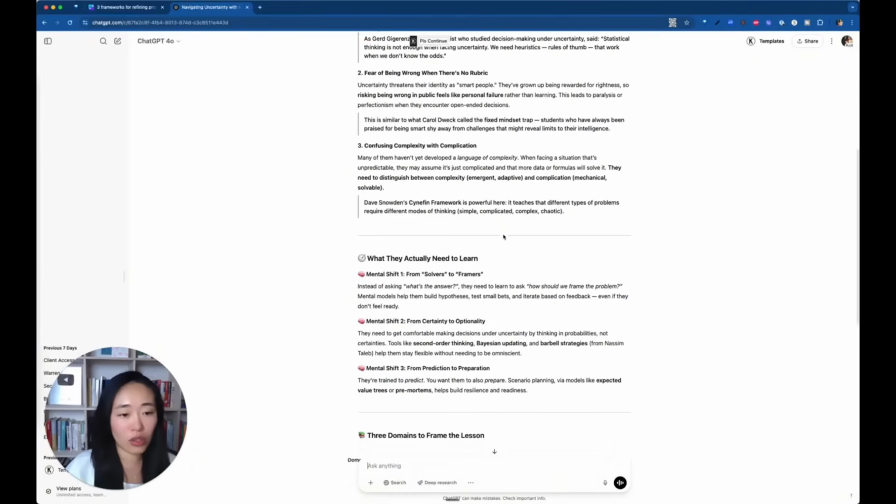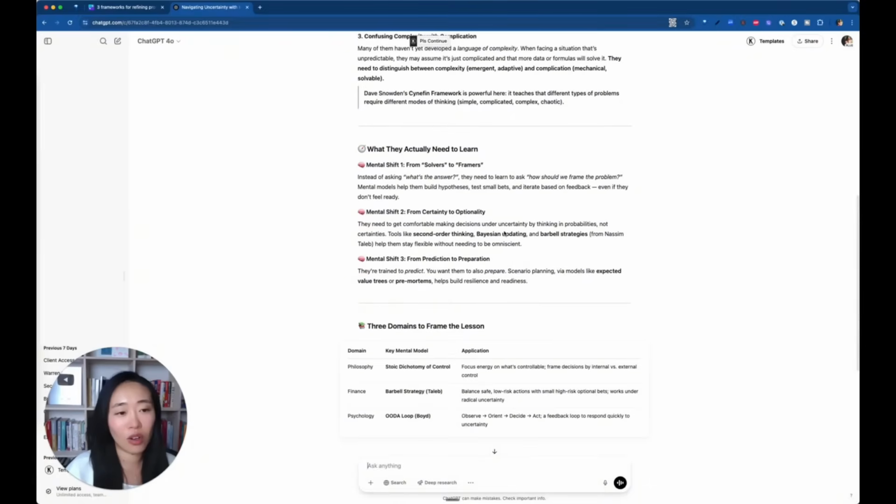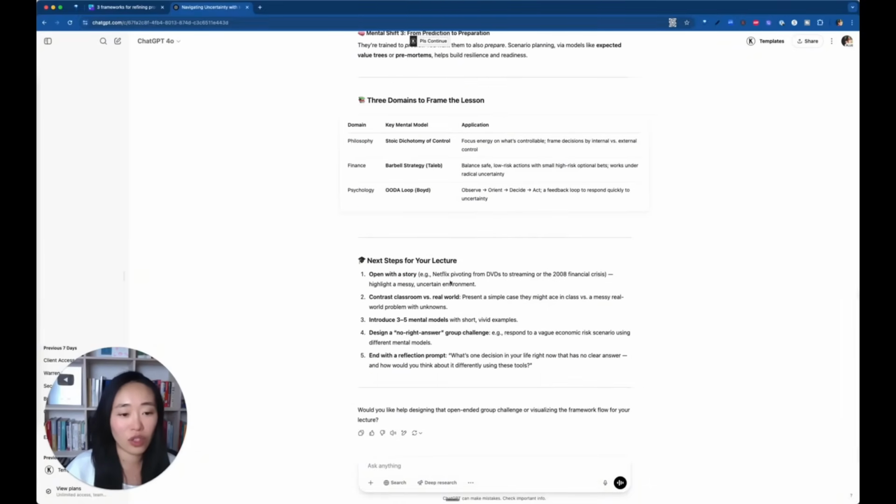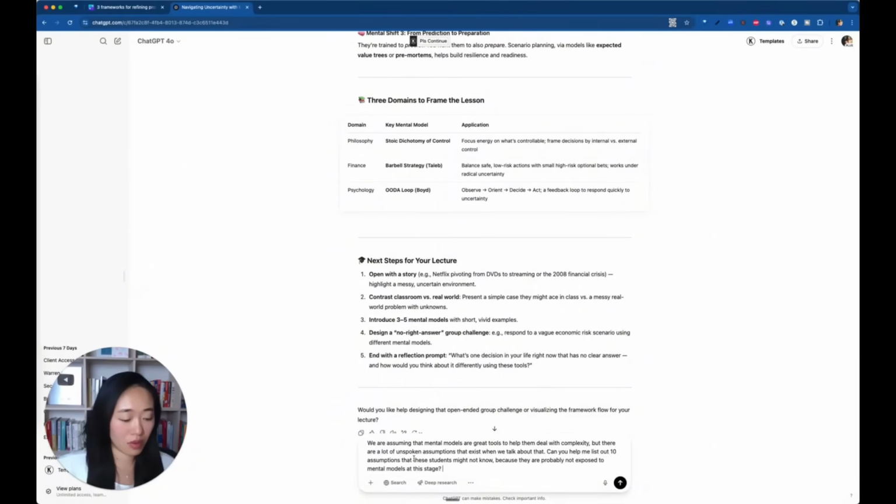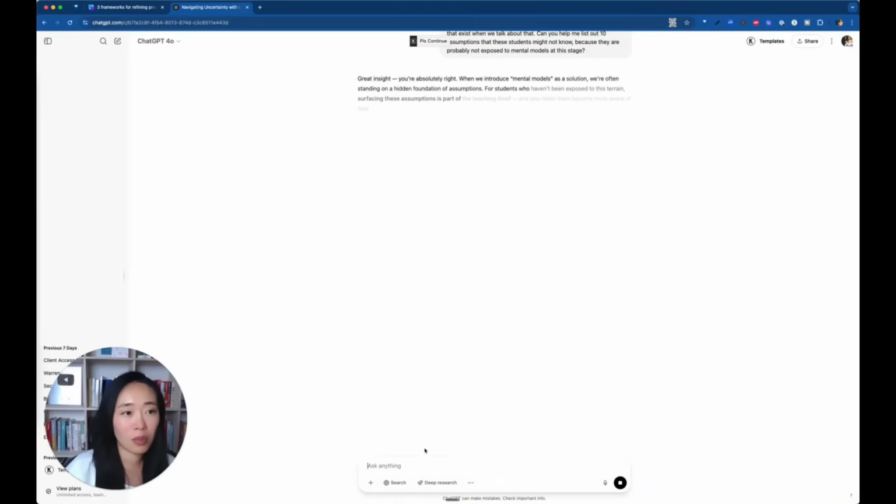So ChatGPT goes on to break down some things and tell me, okay, these are the things that perhaps we can share. Great. But what I wanted to do, before getting into all of this, is refine the problem first. So let's talk about some assumptions. We are assuming that mental models are great tools to help them deal with complexity. But there are a lot of unspoken assumptions that exist when we talk about that. Can you help me list out 10 assumptions that these students might not know because they are probably not exposed to mental models at this stage? Let's see what ChatGPT comes up with.